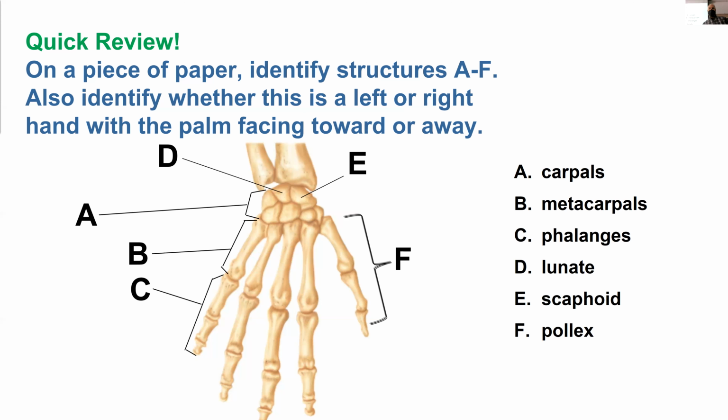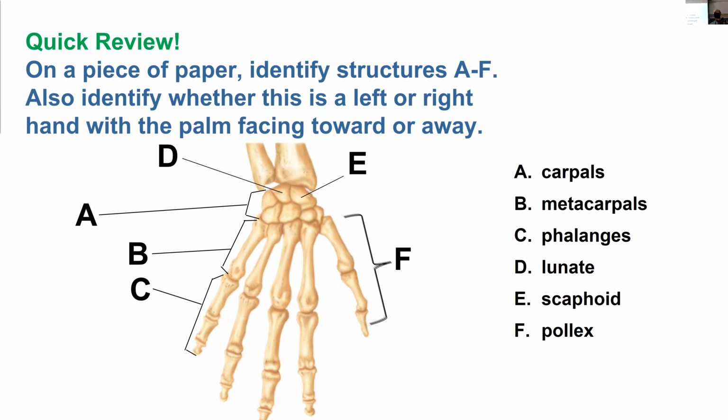A is the carpals, so you can see it's a bracket here. Just these general bones right here are your carpals. B is the metacarpals. These are the bones in the palm of your hand. C is the phalanges. Now remember, we have 3 phalanges on each digit except for the thumb, which has 2. So the thumb has a proximal and a distal phalanx. The other digits, 2, 3, 4, and 5, have a proximal, a middle, and a distal phalanx.